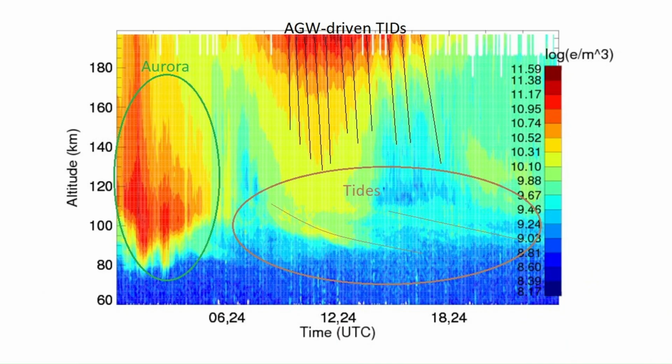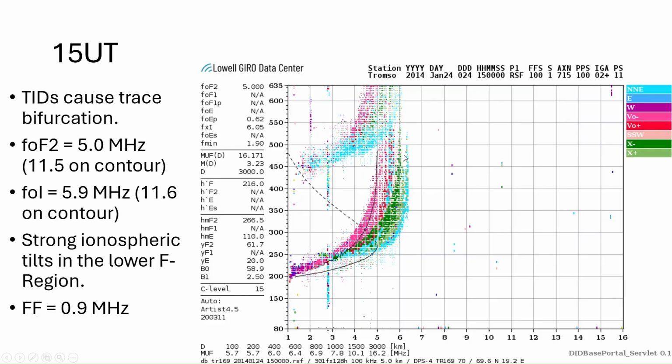We can go to 15 UT now. So 15 UT is somewhere around here. We've just hit sunset. This is in winter, so it's ionospheric sunset, we'll call it. And the TIDs are considerably more intense with respect to the background, and they're descending into the lower F region as well.